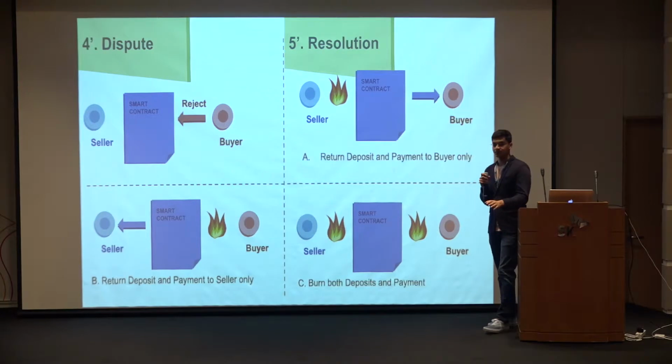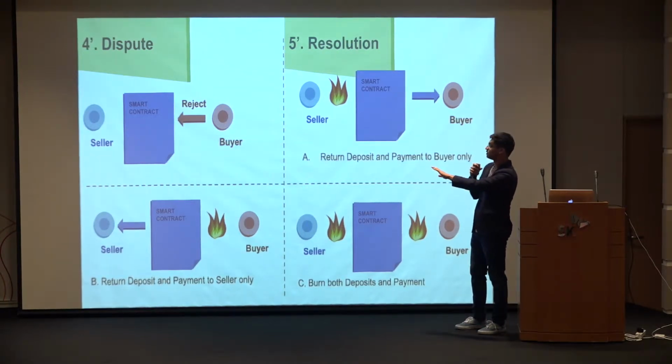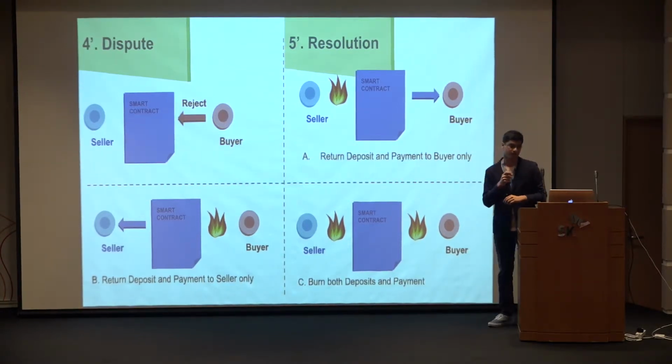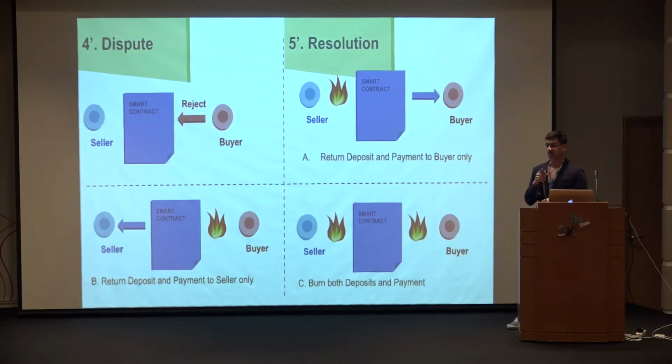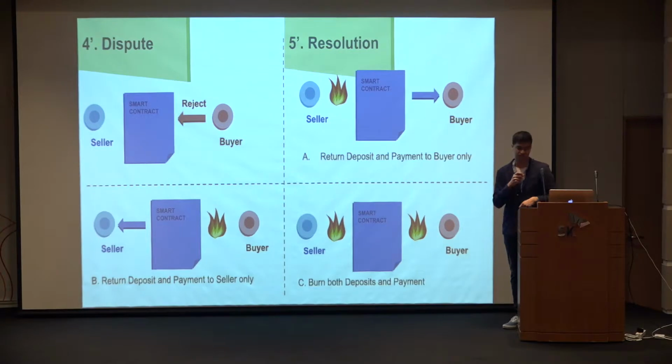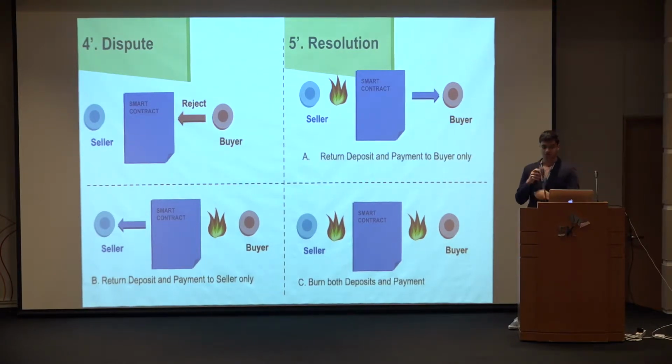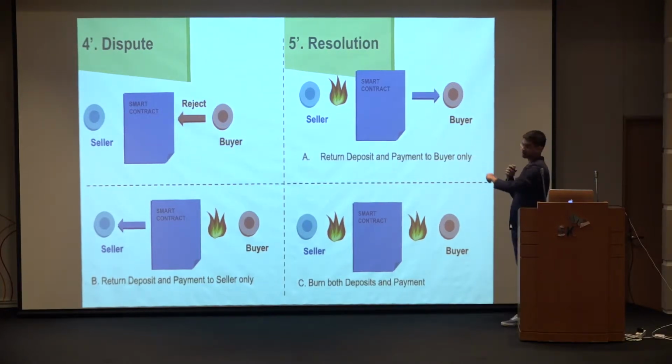Although a second thing might happen where the buyer says there's some dispute and I reject the delivery of this data. And as soon as that happens, the buyer has to provide some facts to the smart contract proving that something went wrong. So one of the possibilities is that the seller was malicious, in which case ideally we should burn the stake of the seller and return the deposit to the buyer.